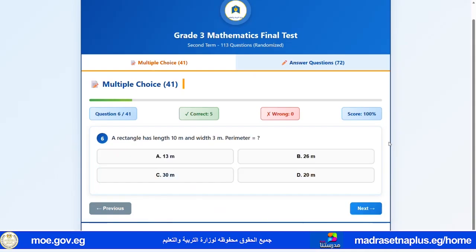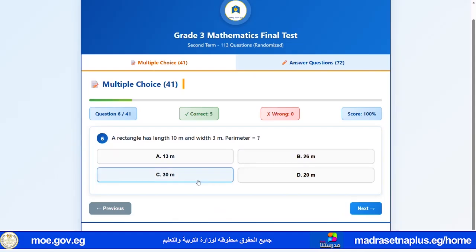Next problem is about a rectangle. A rectangle has length 10 meters and width 3 meters. Find its perimeter. So the perimeter of a rectangle equals L plus W plus L plus W, or 2L and 2W, 2 lengths and 2 widths, or 2 times the sum of length and width. You are free to use any of these three formulas. Okay? So 10 and 3 and 10 and 3 equals 26.